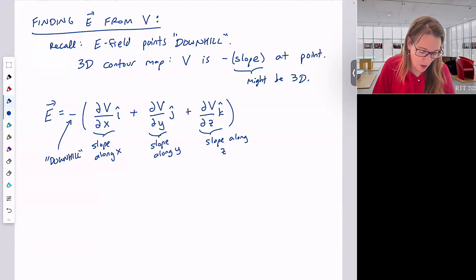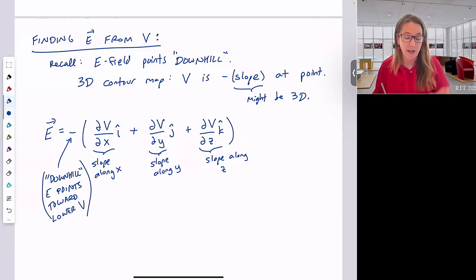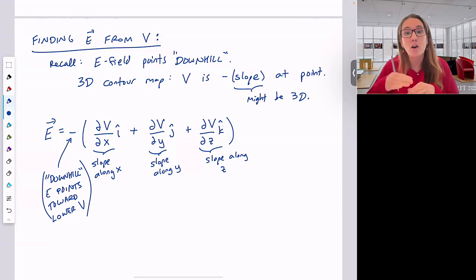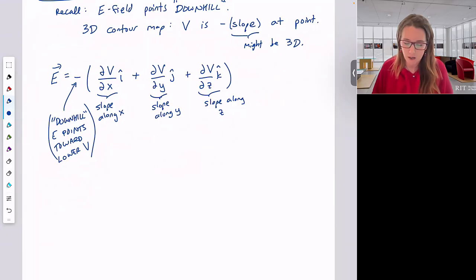So I'll recap this: E points towards decreasing potential. It points towards lower potential. That's what that negative sign is. And all of these are just the slopes at some given point. This can be a little messy to look at.